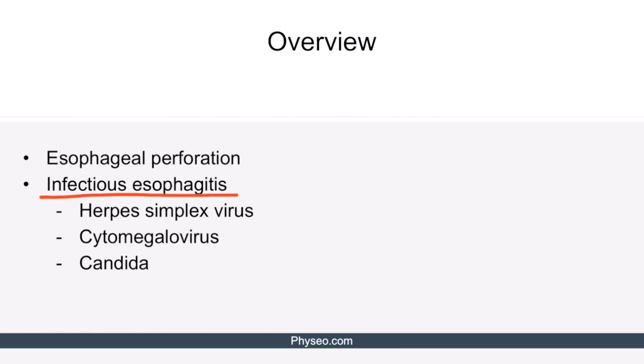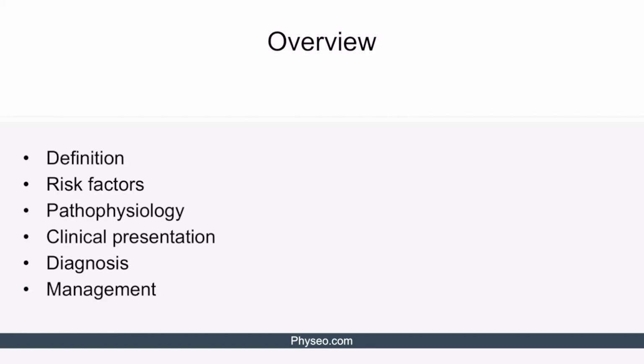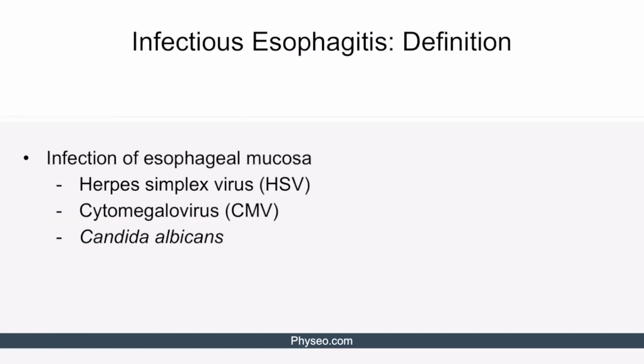Let's move on to infectious esophagitis. In this section, we'll talk about esophagitis caused by herpes simplex virus, cytomegalovirus, and candida. We'll address definition, risk factors, pathophysiology, clinical presentation, diagnosis, and management of infectious esophagitis. Infectious esophagitis, as the name implies, is an infection of esophageal mucosa. It's commonly caused by herpes simplex virus, cytomegalovirus, or candida.